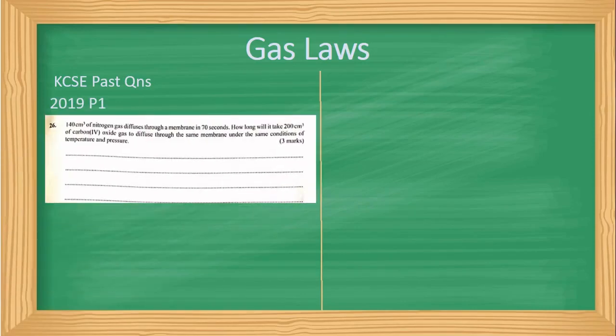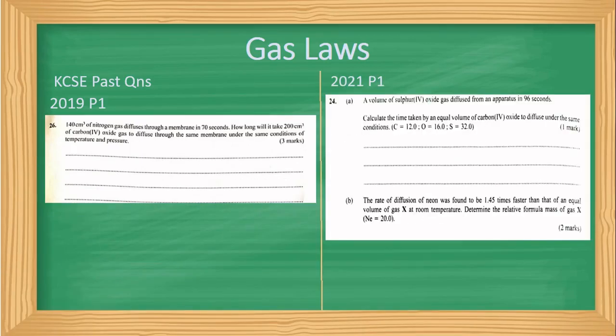You find in 2019 paper 1 there was a question, question 26: 140 centimeter cubic of nitrogen gas diffuses through a membrane in 70 seconds. How long will it take 200 centimeter cubic of carbon 4 oxide gas to diffuse through the same membrane under the same conditions of temperature and pressure? You just calculate like we have done in the questions that we have tackled in our examples.